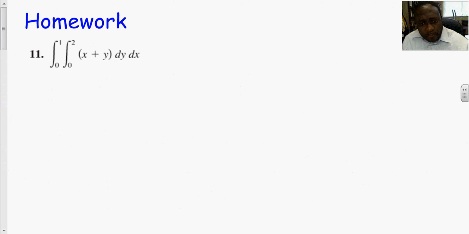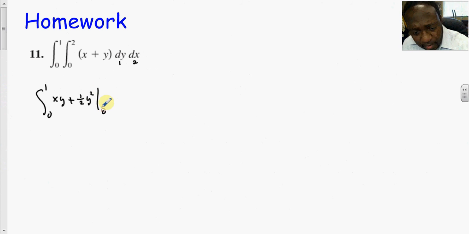Let's look at some straightforward problems, see if we could work through this. So here I'm going to integrate first with respect to y because it's dy. And then secondly, after the evaluations, we integrate with respect to x. So first integrate with respect to y. So this is x, we treat x as a constant. So this is x times y plus 1/2 y squared, y is evaluated from 0 to 2. And then this is dx.